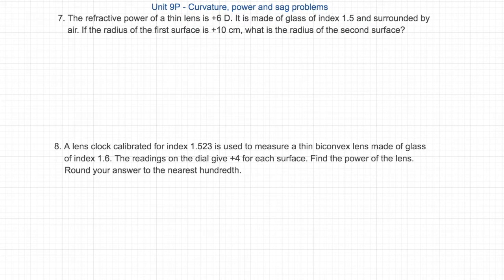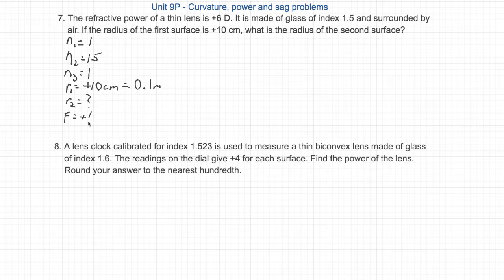Question 7, the refractive power of a thin lens is +6 diopters. It is made of glass of index 1.5 and surrounded by air. If the radius of the first surface is 10 centimeters, what is the radius of the second surface? So we have N1 is 1, index of air, N2 is 1.5, the index of the glass, N3 is behind the lens, we have air again, the index is 1. We have R1 is +10 centimeters, which is 0.1 meters. We're looking for R2, total power is 6.